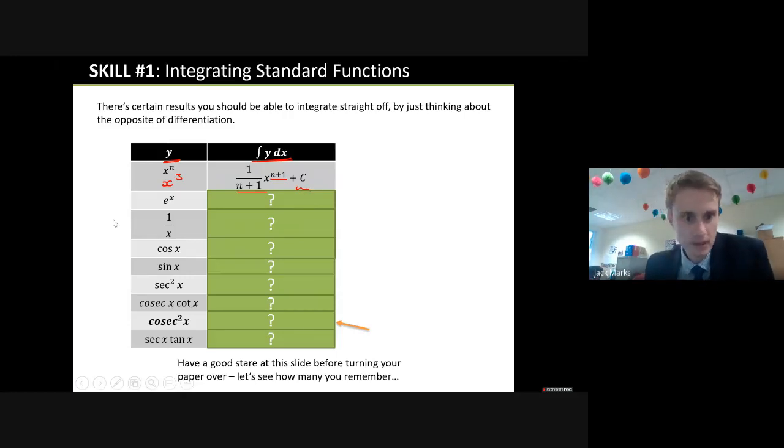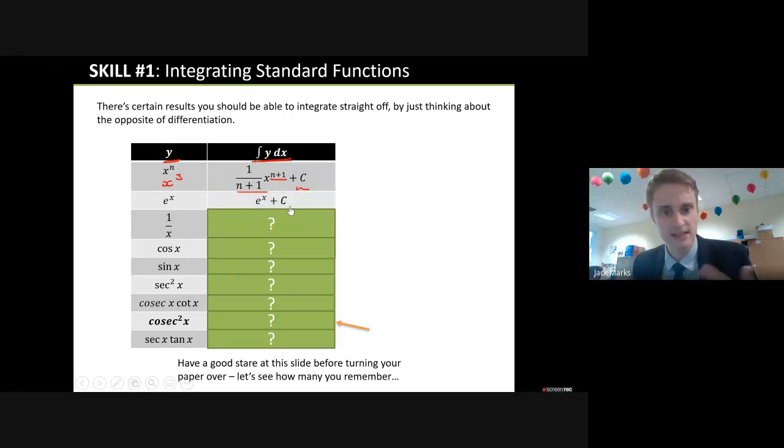E to the x, think about differentiation with e to the x. E to the x is e to the x, so just the plus c. And before I reveal these ones here, I want you to think about your differentiation from before and think about what differentiates to these things. Because you just need to do the reverse of it and you need to add the c on to the end.